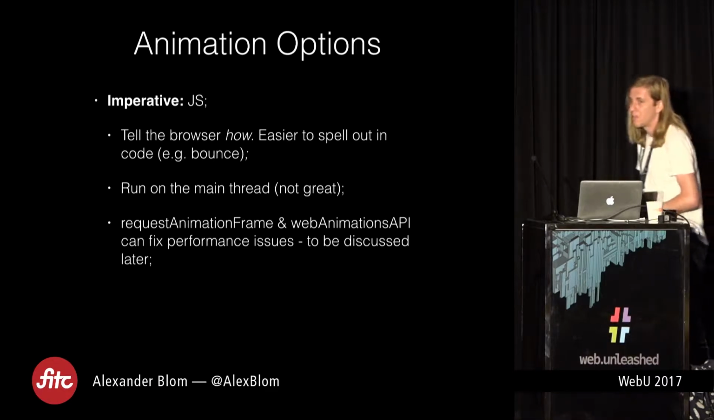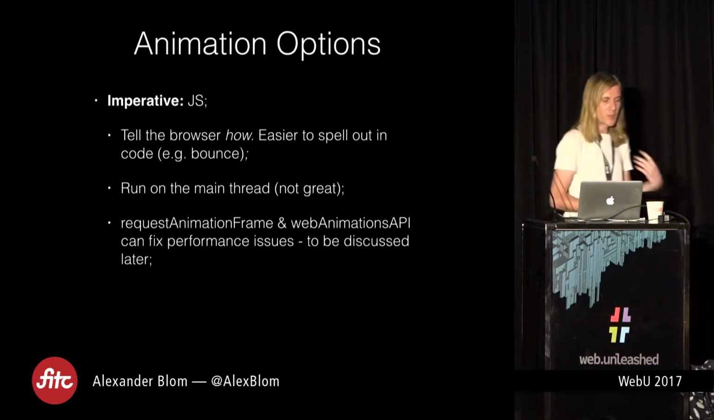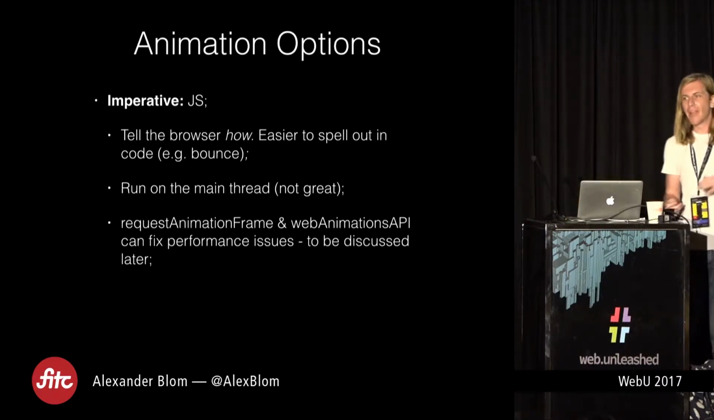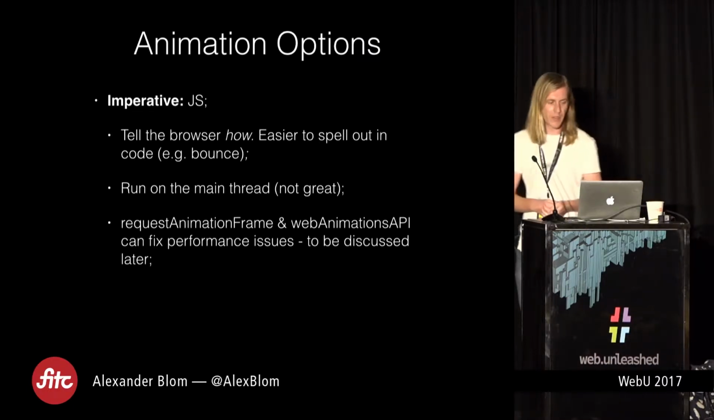So that's why most of the time we're going to be using imperative animations, which are ones that happen in JavaScript, which tell the browser how. So these are much easier to write in code. They're easier to reason about. We can have dynamic starting and endpoints and a whole bunch of other stuff.